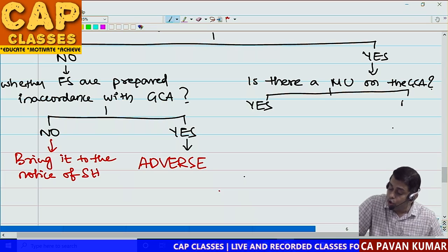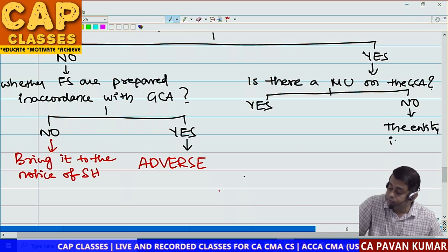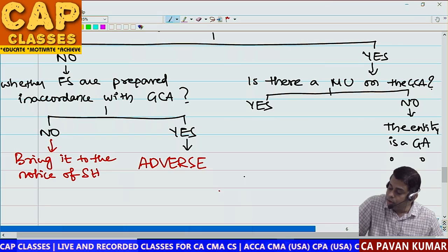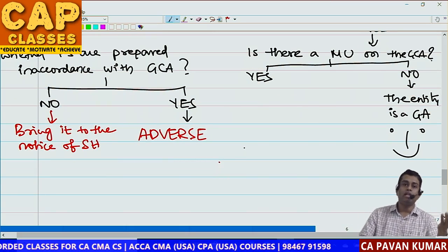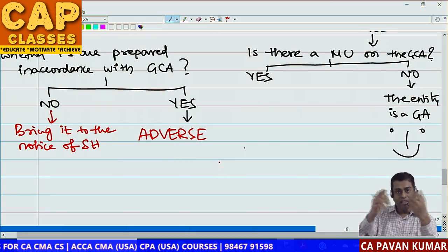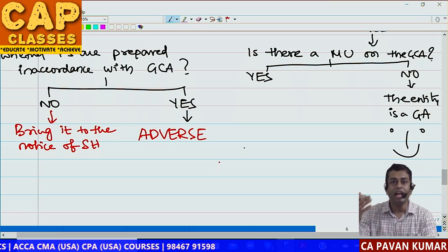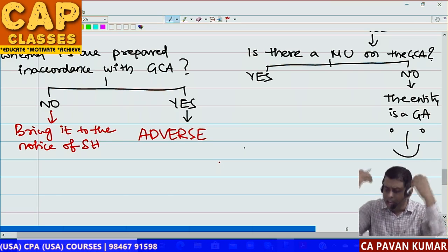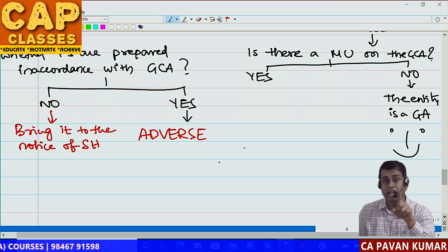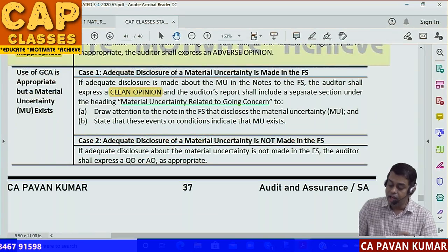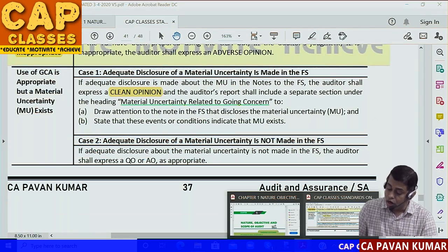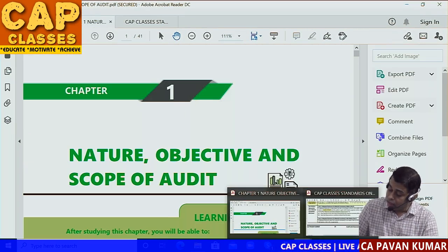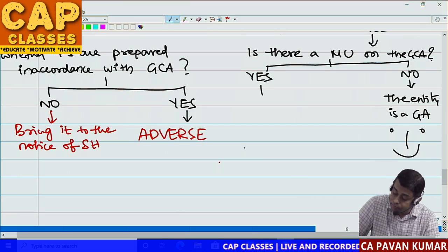If the answer is no, then the entity is a going concern. So no problem. Nothing needs to be done. Feel happy. The entity is a going concern and there is no material uncertainty on going concern. So the auditor need not do anything. If there is a material uncertainty, then there are two cases. Case one, adequate disclosure is made. Case two, adequate disclosure is not made.